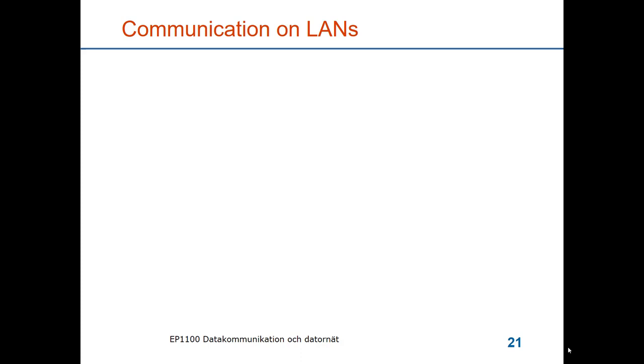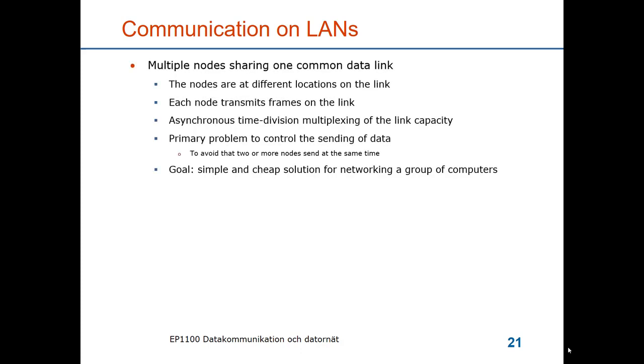Local area networks in the smallest configuration are multiple nodes that share one common data link. The nodes are at different locations on the link, and each node transmits frames on the link. So they share the link by synchronous time division multiplexing.